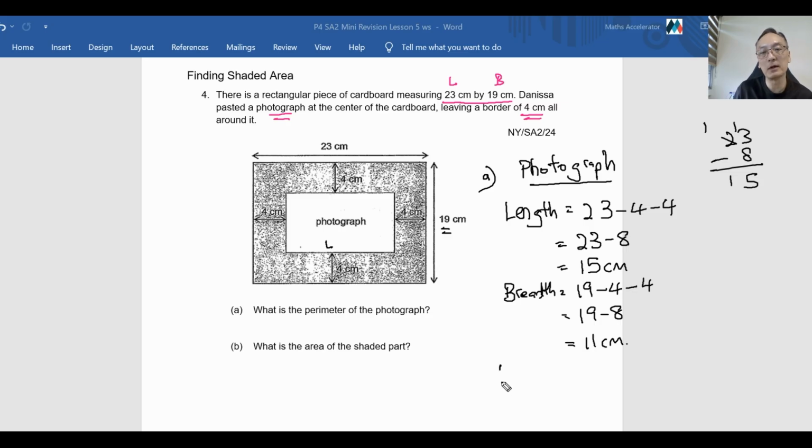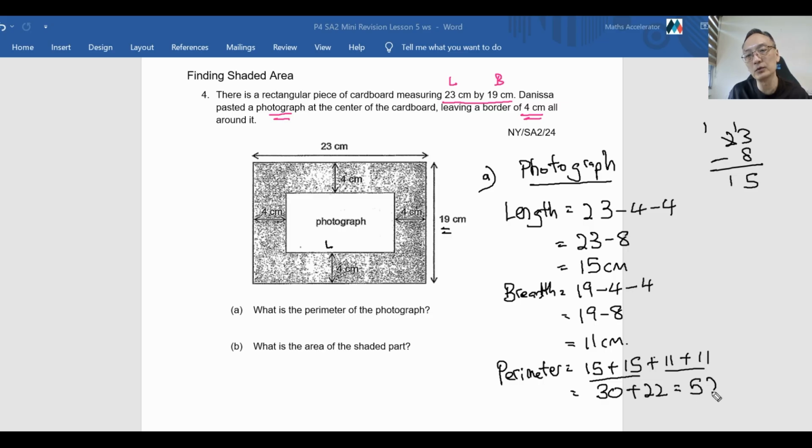So now we're ready to find the perimeter. The perimeter of the photograph is 2 length and 2 breadth. So 2 length is 15 plus 15, and the 2 breadth will be 11 plus 11. 15 plus 15 is 30. 11 plus 11 is 22. In total, 52 cm is the answer. Right, so this is how we calculate the perimeter of the photograph.